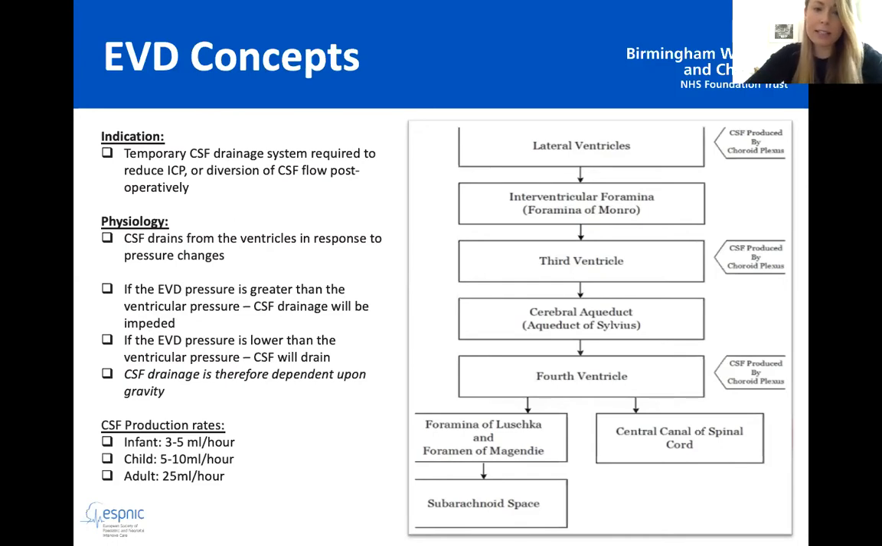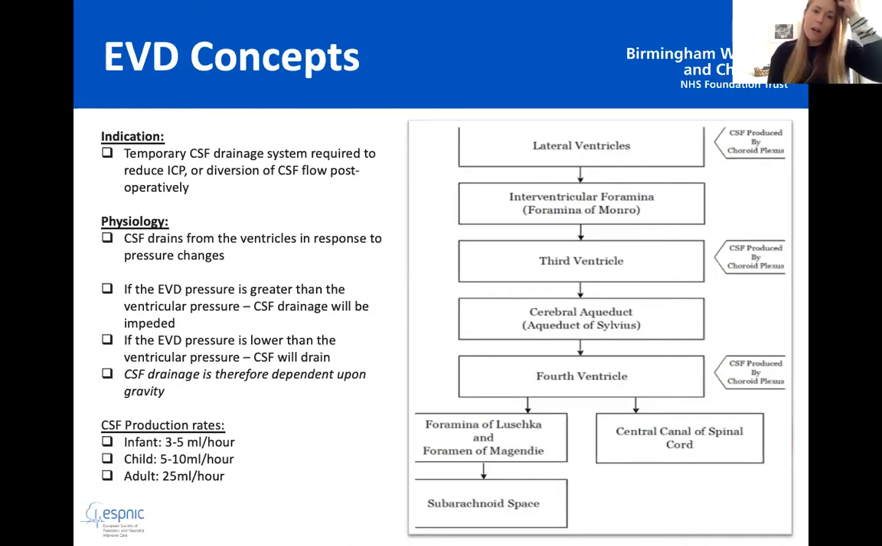So if the EVD pressure is greater than the ventricular pressure, then we're not going to get any CSF flow from that ventricle. However, if the EVD pressure is lower than the pressure in the ventricular system, then CSF drainage will be encouraged and it will flow through the EVD system. And so the drainage is therefore dependent on gravity, and this is a really important factor when thinking about how the EVD needs to be positioned.